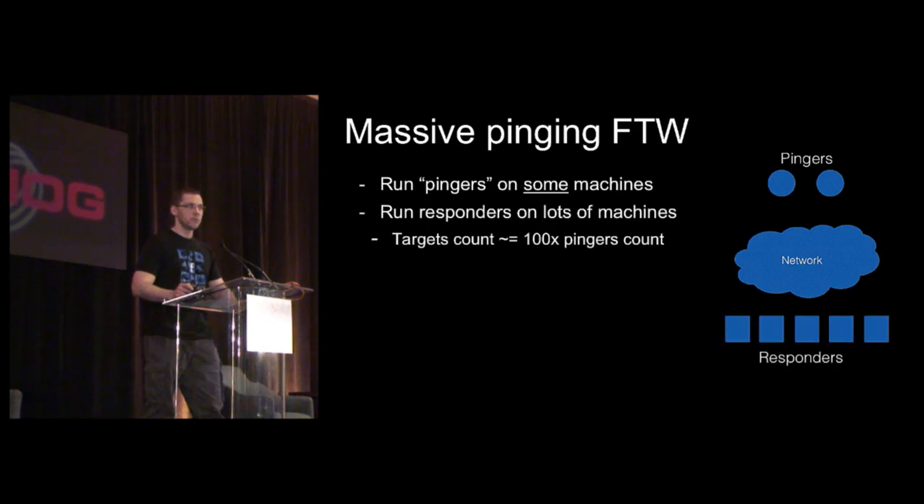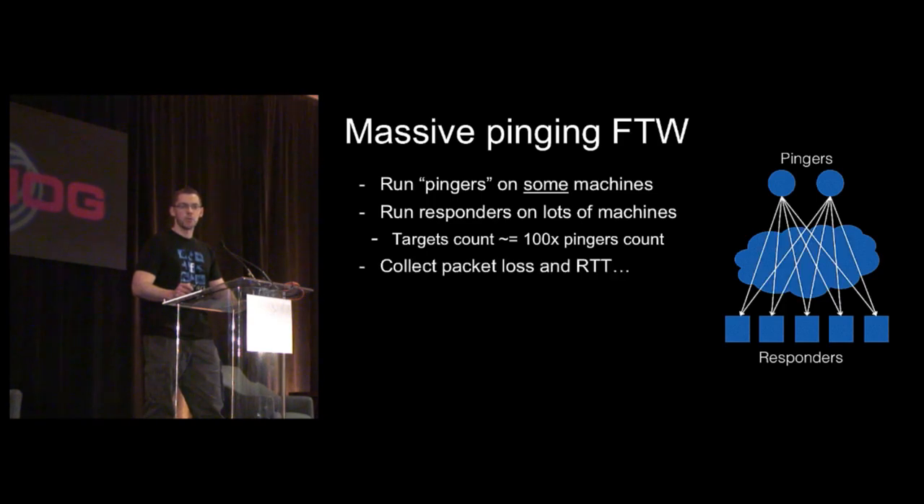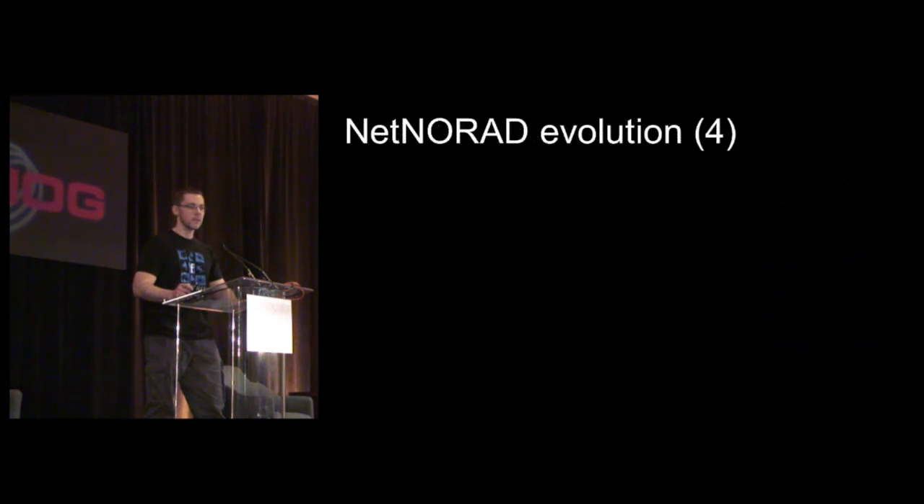Every machine at Facebook also runs the special responder process, and these work together by sending probe packets across the network and collecting the loss and round-trip time. Once I have this data, we run some sort of analysis to extract and find the faulty locations. Now, a few words on system evolution.